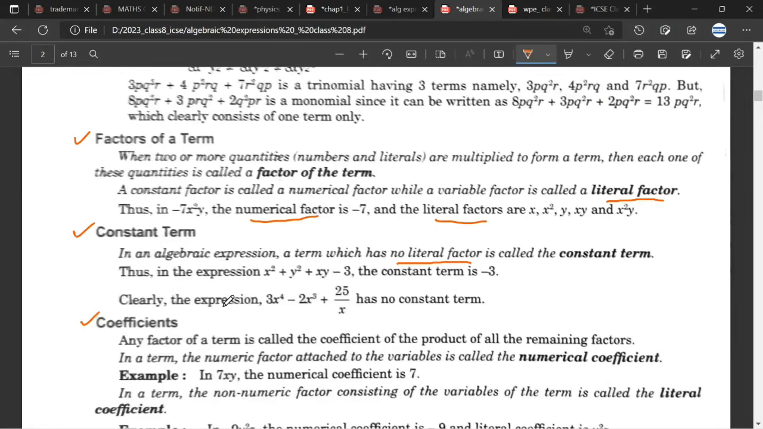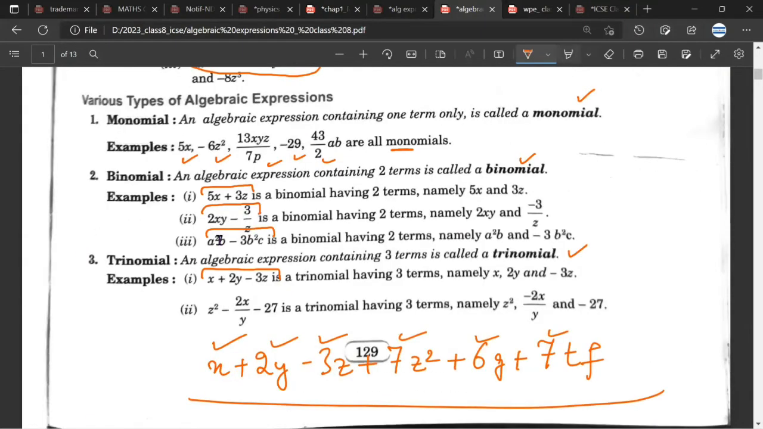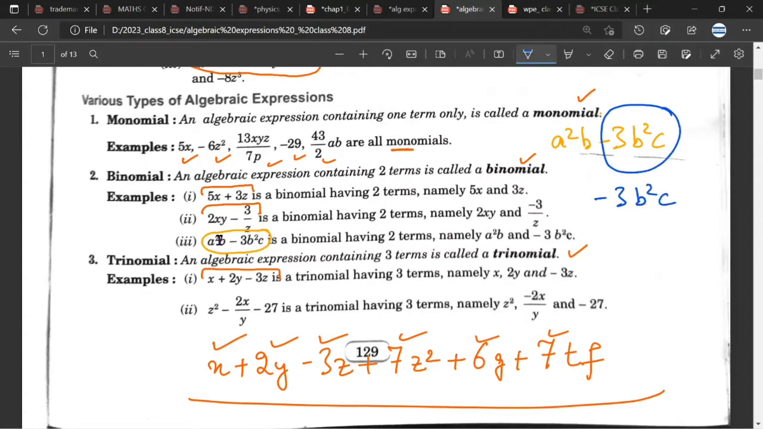So now from that algebraic expression, I pick out a term. From the algebraic expression that they have written here, a square b minus 3b square c, I pick this term. Let me pick this term, and I start analyzing this term, minus 3b square c. So what does it imply? It implies that minus 3 is multiplied by a b, is multiplied by a b, is multiplied by a c.